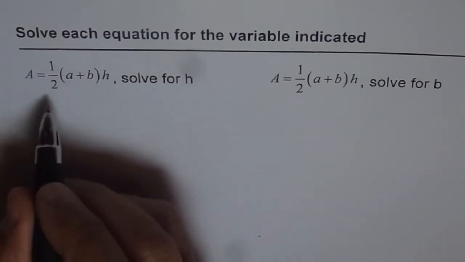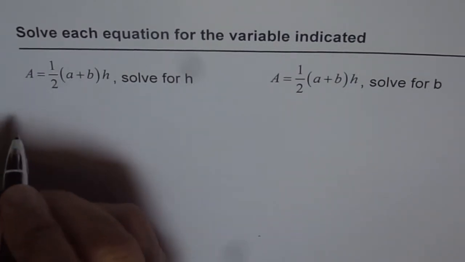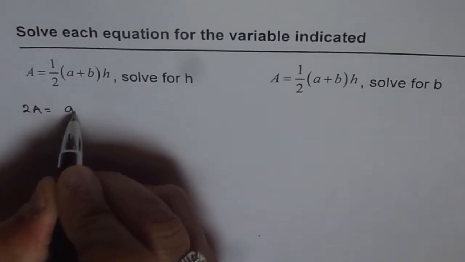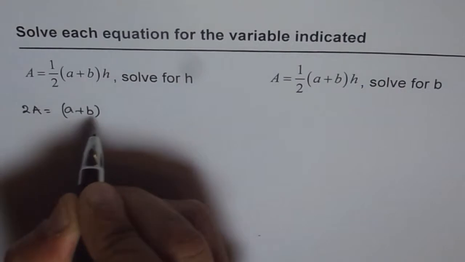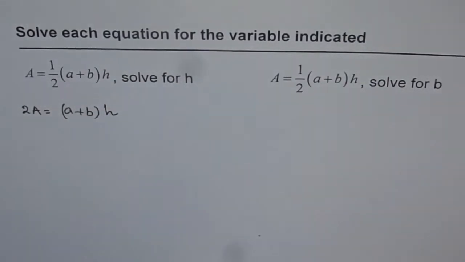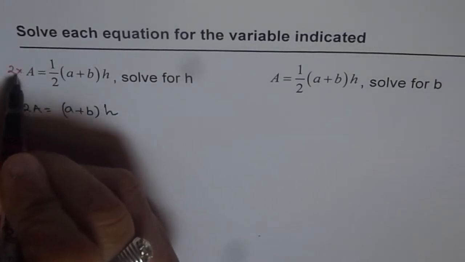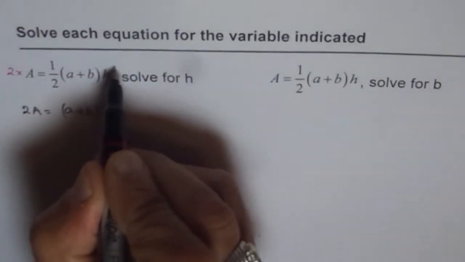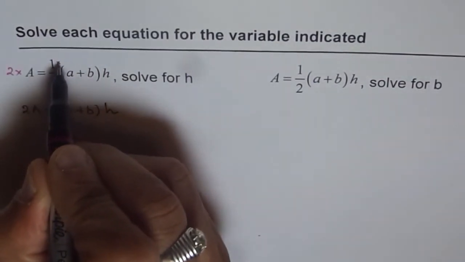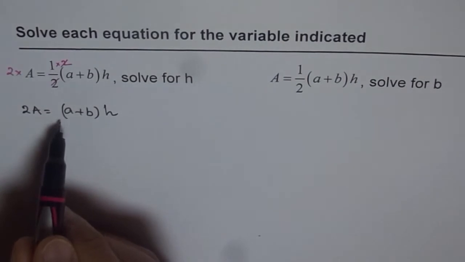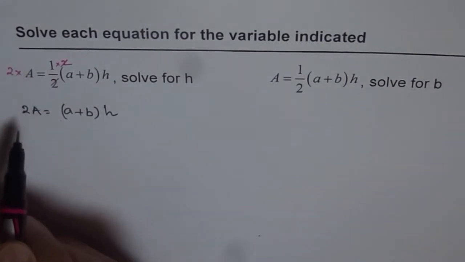So let's do that. First let's multiply by 2 both sides. Then we'll get 2 times a equals a plus b times h, right? At this stage what we did was we multiplied by 2 both sides. So we times this by 2 and we also times the right side by 2. That means this 2 got cancelled, so we don't have 2 here now, but we have 2 times a on the left side.